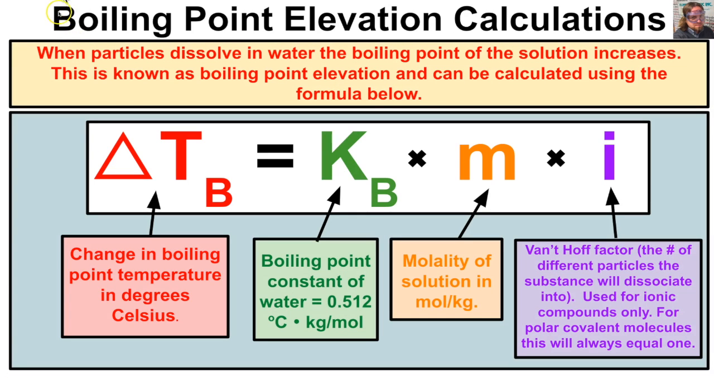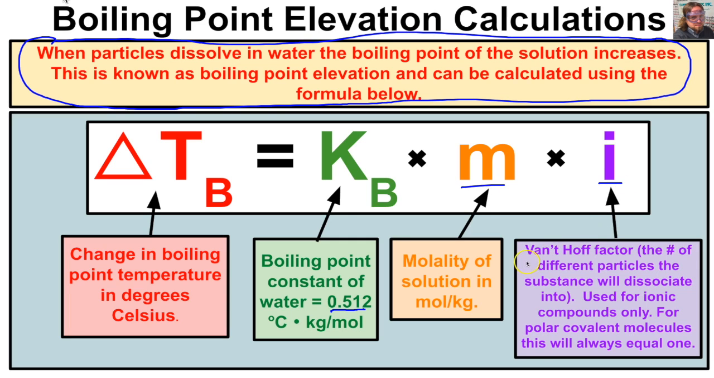And so it says right here that when particles dissolve in water, the boiling point of the solution increases. This is known as boiling point elevation and can be calculated using the formula below. So we have the formula right here: the change in temperature of the boiling point, in this case of water, if we're talking about that as the universal solvent, is going to equal Kb, which is the boiling point constant of water, which is always equal to 0.512 degrees Celsius kilograms per mole, multiplied by the molality of the solution, multiplied by i.